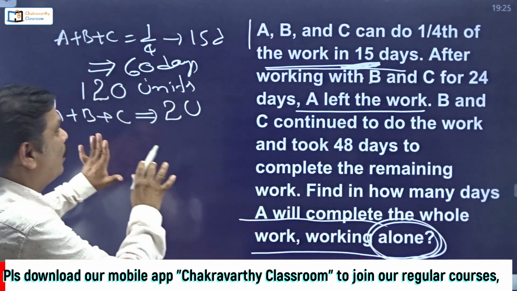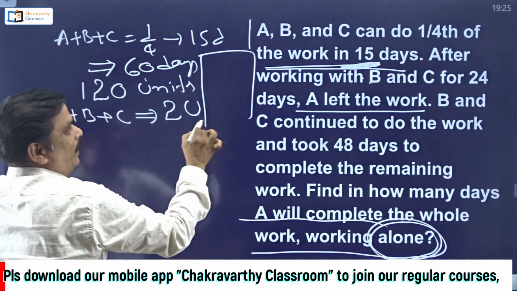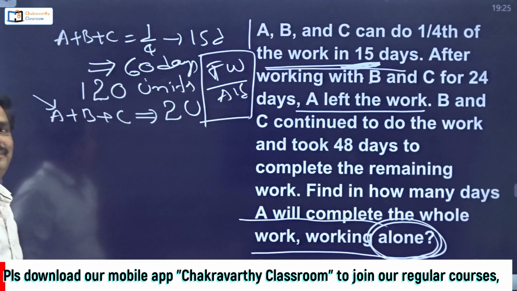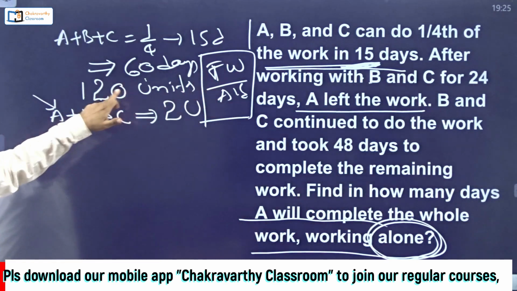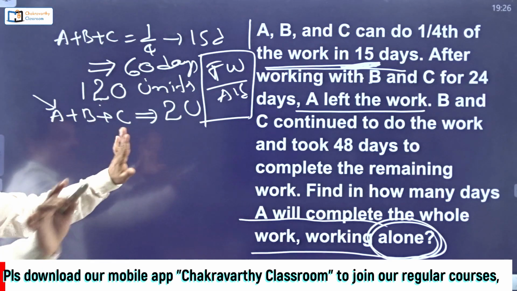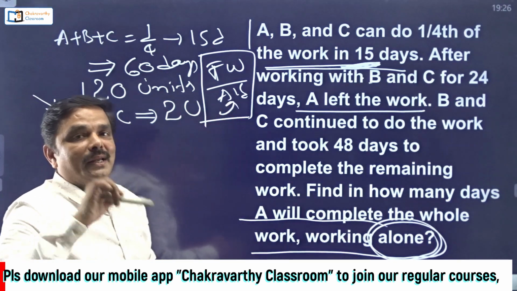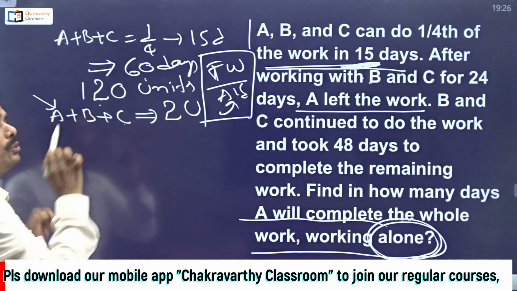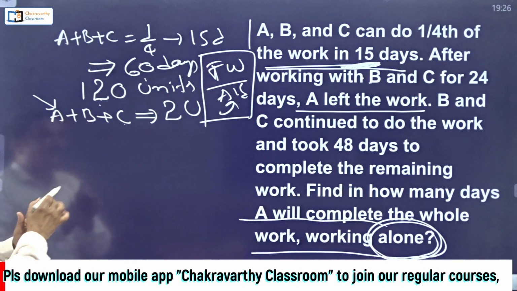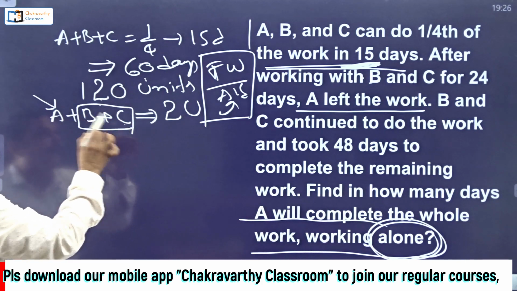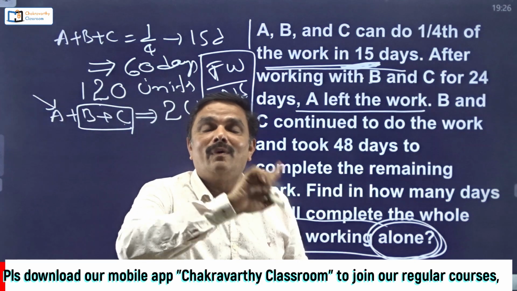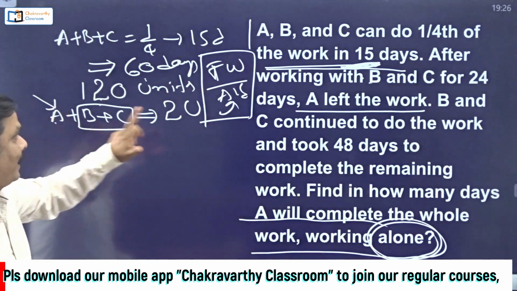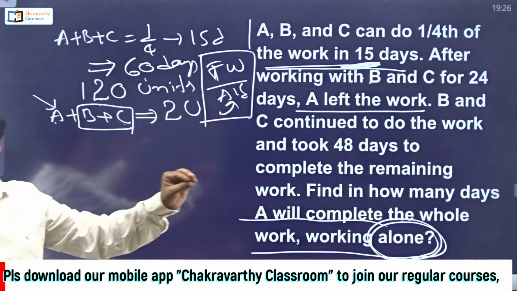To find out how many days A alone can complete it, just now we have discussed, total amount of work divided by A's 1 day's work. Total amount of work I have already imagined as 120 units. Now I am answering this question, A's 1 day's work. How to find this one? A plus B plus C's 1 day's work is 2 units. From these 2 units, if you take out B plus C's 1 day's work, you will be left with A's 1 day's work. Now that figure should be taken as the denominator to get the final answer.